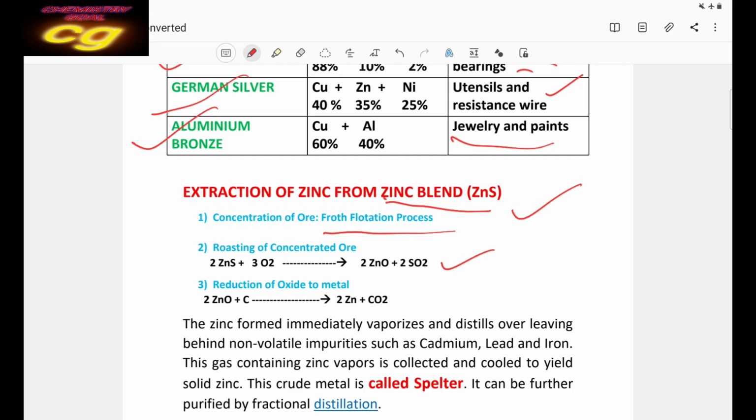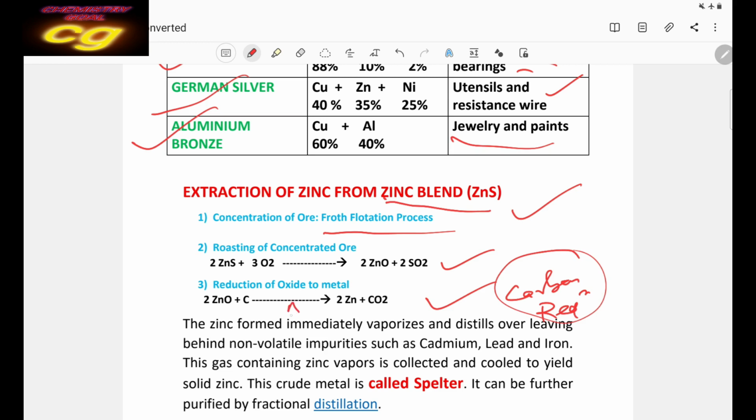If the ore is wet, it should be dried, so moisture is removed. Then the third step, after roasting, is reduction. Mainly zinc oxide is reduced to zinc by the carbon reduction method. The method is called the carbon reduction method. In this method, carbon is used as a reducing agent.